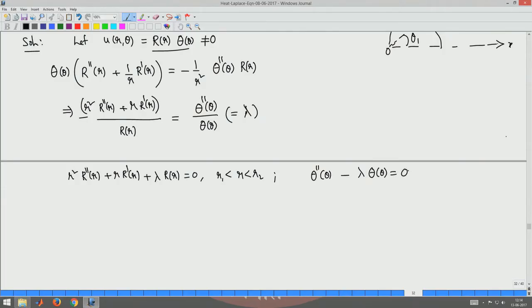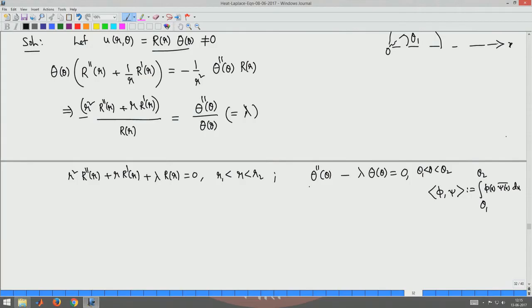This is in the self-adjoint form, as you can easily see: p is 1, q is 0, equal to λ times w, where w is 1. So, your dot product you can define over the θ domain, which is θ1 to θ2. So, the dot product you define is the integral of φ(x) ψ(x) bar dx over this domain.